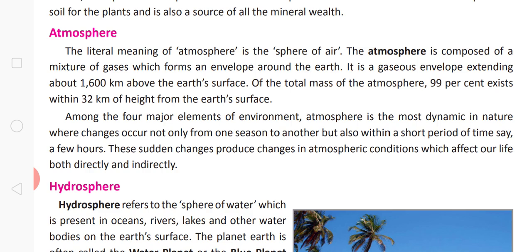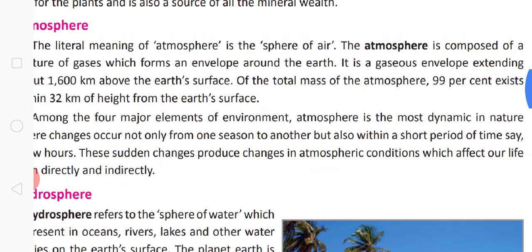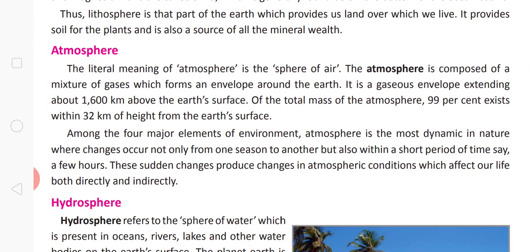Can anybody tell me what is the difference between air and wind? Please write the question on your copy. What is the difference between air and wind? Air is the mixture of many gases, and wind means the moving air. That means air is constant. It is only the mixture of gases, but whenever this air is moving, it has some intensity. It is known as wind.